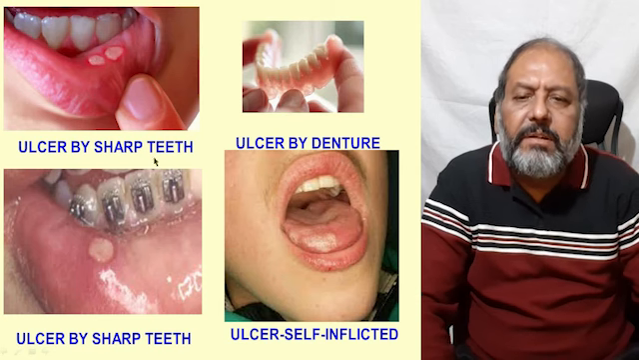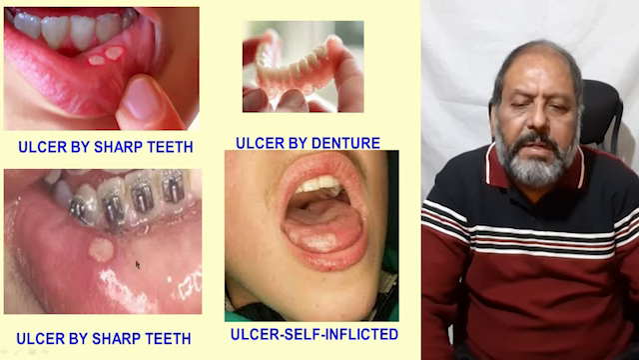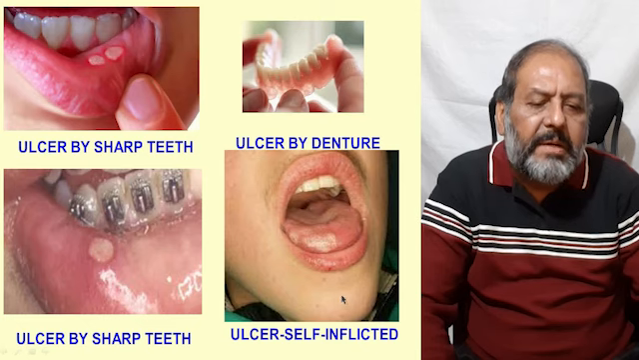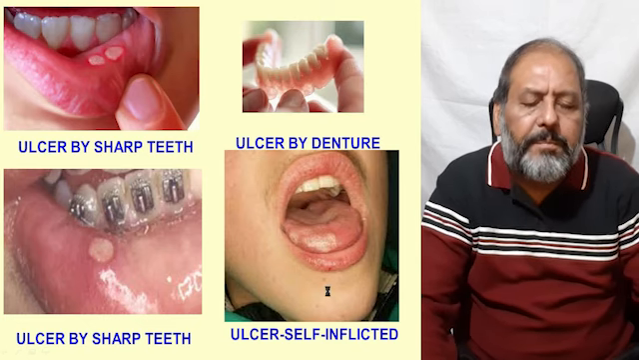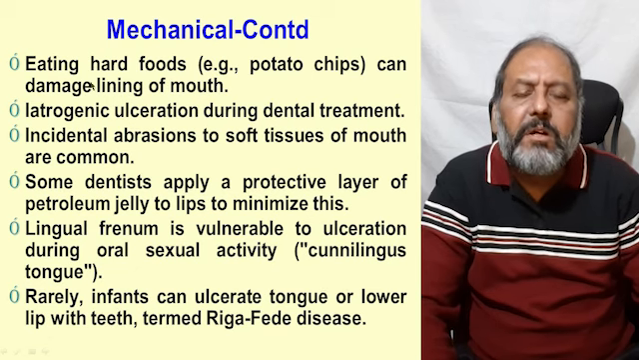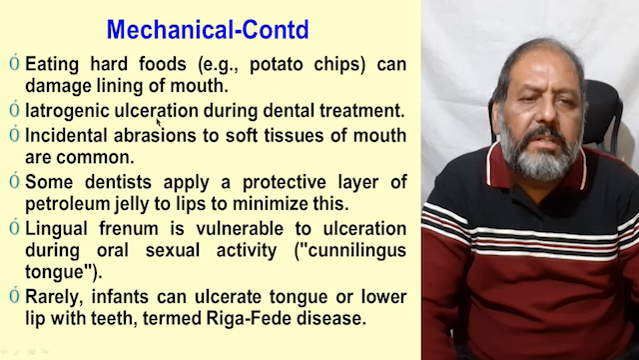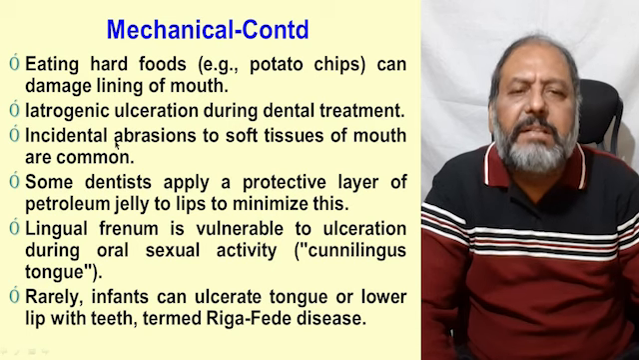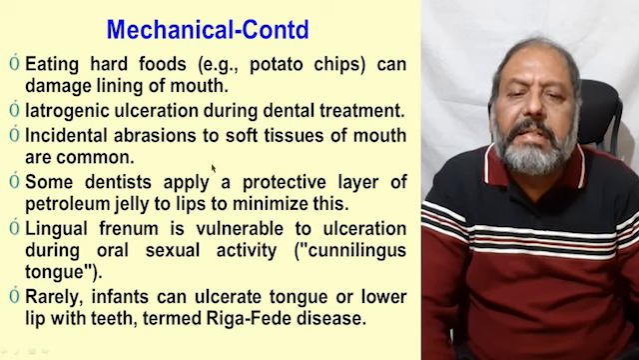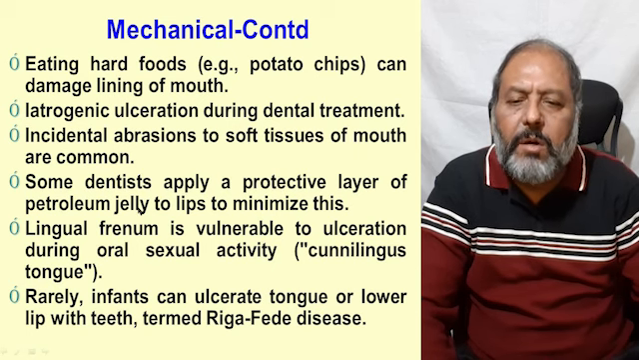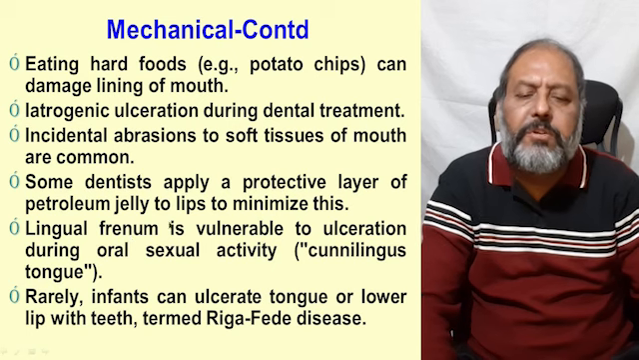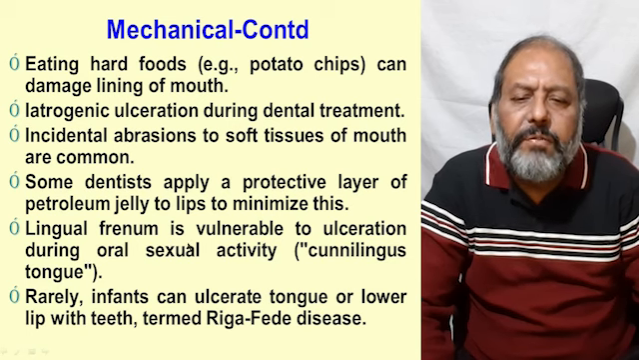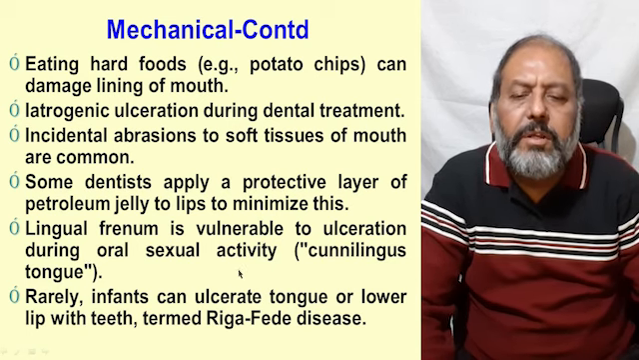And here one can see the ulcer by the sharp teeth, and the ulcer by the sharp teeth also here. Then ulcer by the dentures and the ulcer by self-infliction with anything sharp put in your mouth. Then continuing the mechanical, eating hard foods like potato chips can damage the lining of the mouth. Ulceration during dental treatment by the dental surgeon is called iatrogenic ulceration. Incidental abrasion to soft tissue of the mouth is common. Some dentists apply a protective layer of petroleum jelly to lips to minimize this mechanical ulceration. The lingual frenum is vulnerable to ulceration during oral sexual activity.